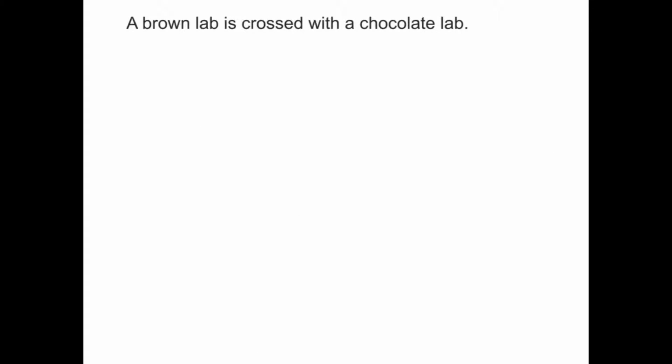A brown lab is crossed with a chocolate lab. This is two ways of saying the same phenotype. Brown, chocolate, same thing. So we said before that brown means that we have a heterozygous individual. Okay, so big B, little b, crossed with a chocolate lab, which is also brown, so another heterozygote. And so now we've got our parents.